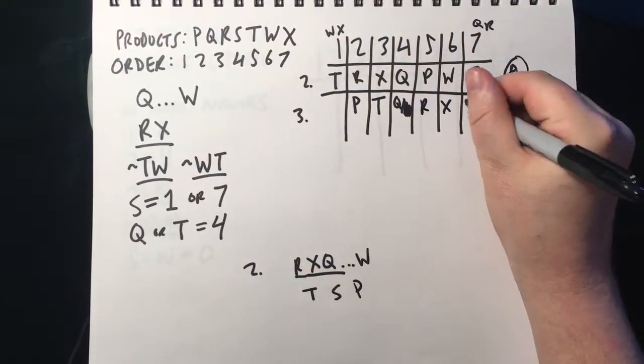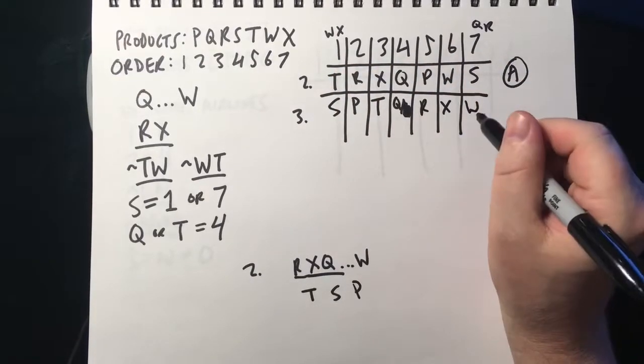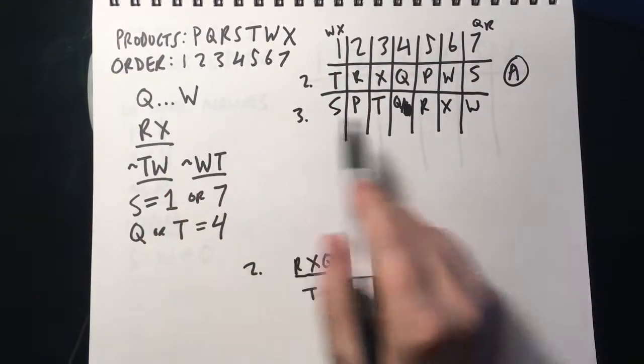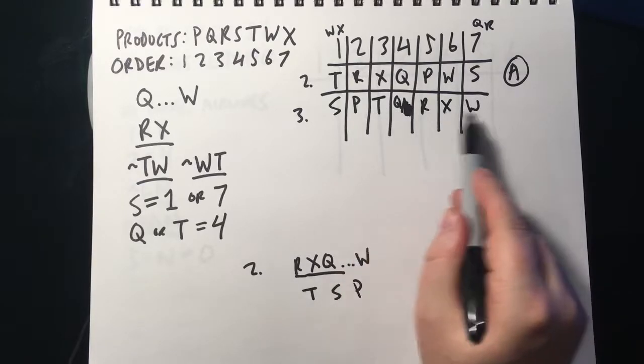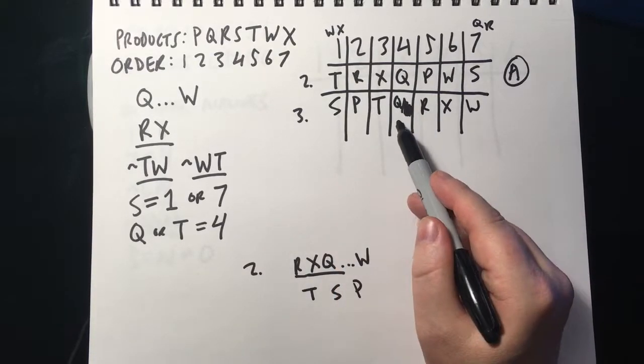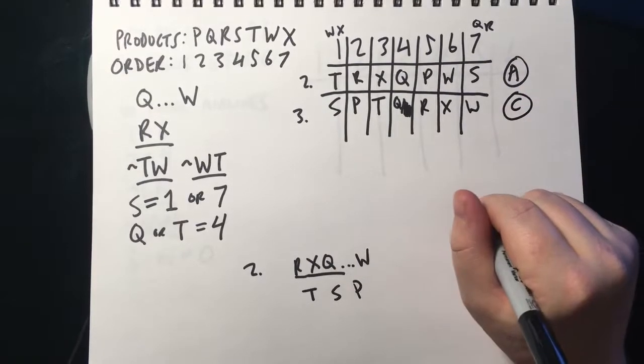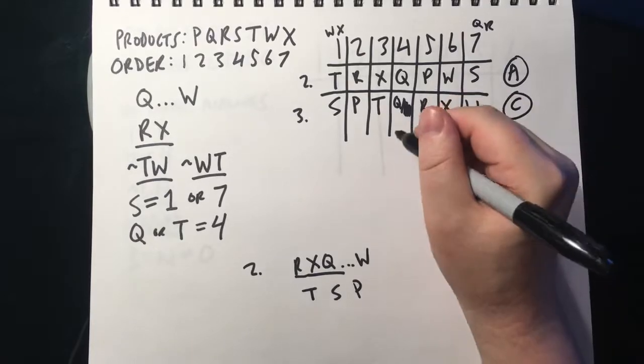I know W comes somewhere after Q. I'll stick it down there. I have S left over. It seems to work. I have a Q before the W. I have R and X together. I don't have my W by the T. S is 1 or 7. Q or T is fourth. Everything checks out. Turns out the answer to number 3 is C.